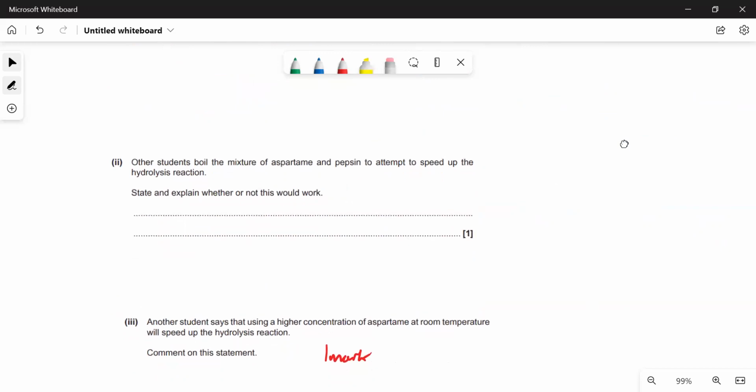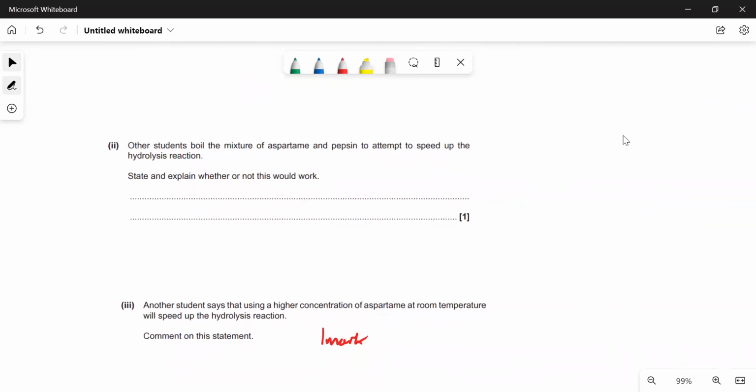Okay. Other students boil the mixture of aspartame and pepsin to attempt to speed up the hydrolysis reaction. Okay, explain whether or not this would work. Of course, it wouldn't work. No, because you would denature the enzyme, and it wouldn't work anymore. The enzyme would stop working.